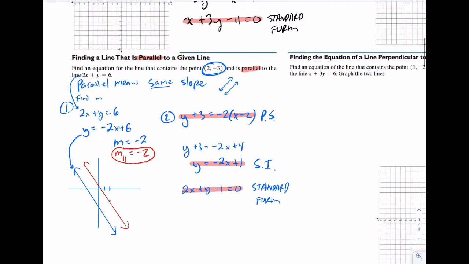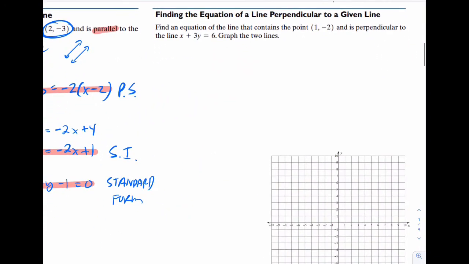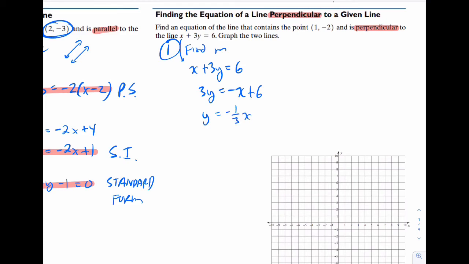Okay, let's do our last example. Quite similar. Find equation of the line that contains the point 1, negative 2 and is perpendicular. So notice how now we're talking about perpendicular to the given line. So first, same idea. We're going to find m. So grab that equation, x plus 3y equals 6. We're going to put it in slope-intercept form because that's the easiest way to identify the slope. So y is going to be negative 1 over 3x plus 2. So m is negative 1 over 3.